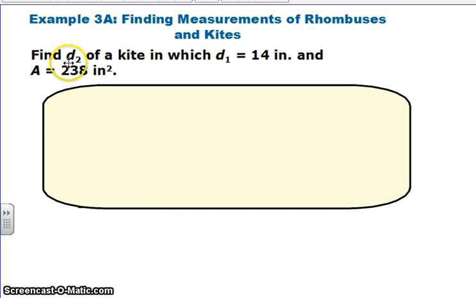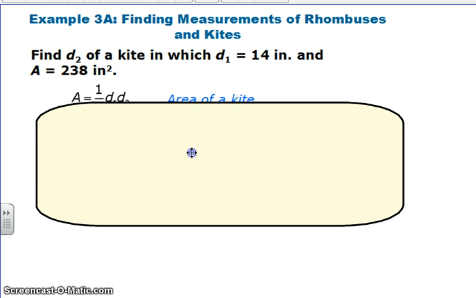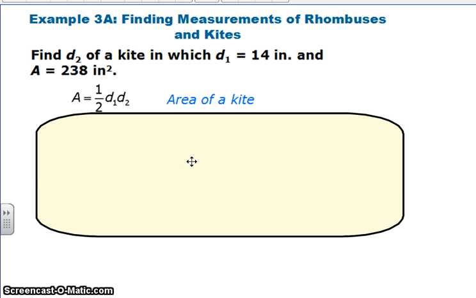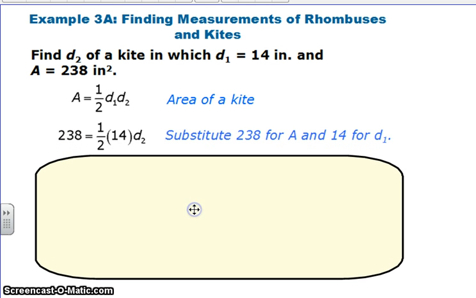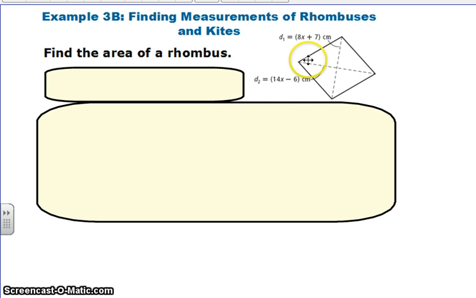So let's find a missing diagonal of a kite where we're given the diagonal 1 is 14 inches and the total area is 238. Go ahead and pause and come back and check your answer. Okay, this is one of the simpler ones where we're given actual values, so we simply start with the formula for the area of the kite, and we substitute known values. And we can take half of 14 as 7 and divide both sides by that. So you should have 34. Very good.